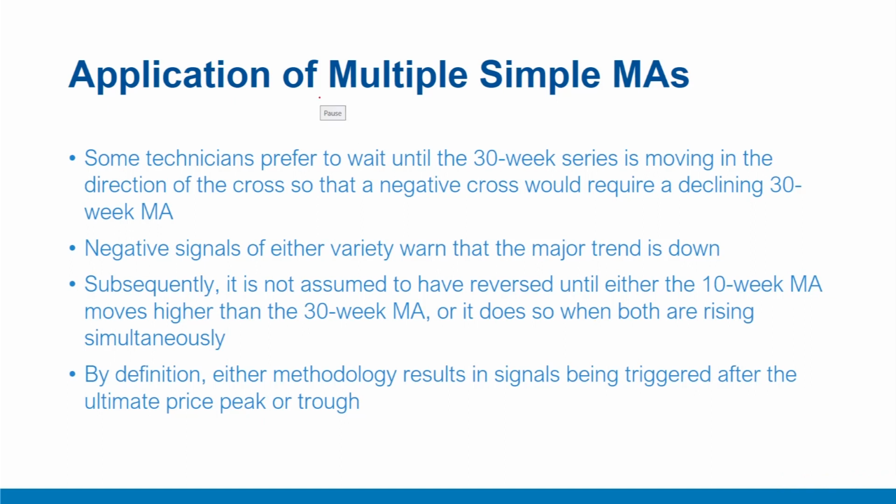It is not assumed to have reversed until either the 10-week MA moves higher than the 30-week MA, or it does so when both are rising simultaneously. By definition, either methodology results in signals being triggered after the ultimate price peak or trough. Therefore, they serve as a confirmation of a change in trend rather than the actual juncture points in themselves. If the signal develops close to the final turning point, then it can be acted upon in a timely and practical way. On the other hand, if it is triggered some distance from the previous peak or trough, then it can be merely used as a confirmation.